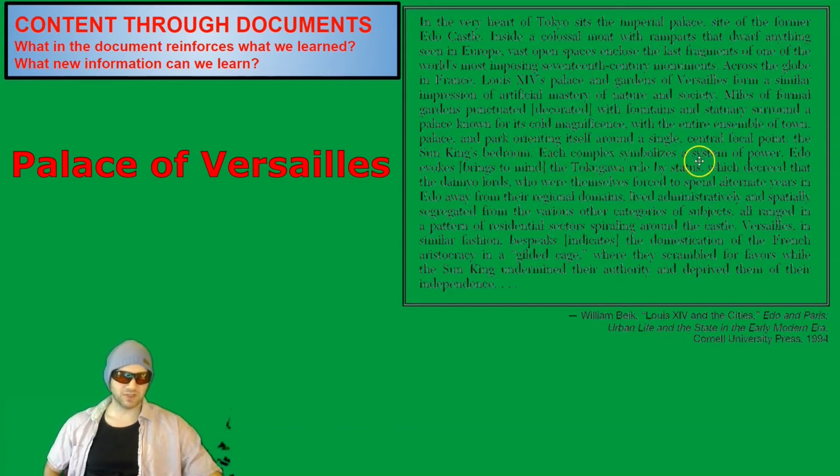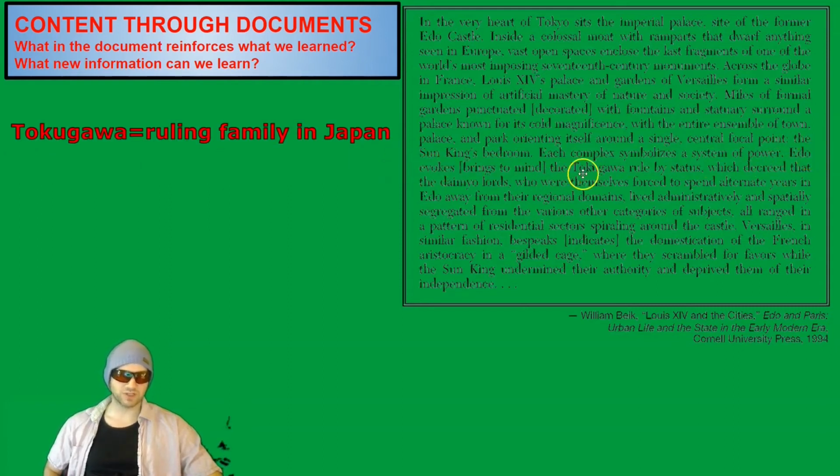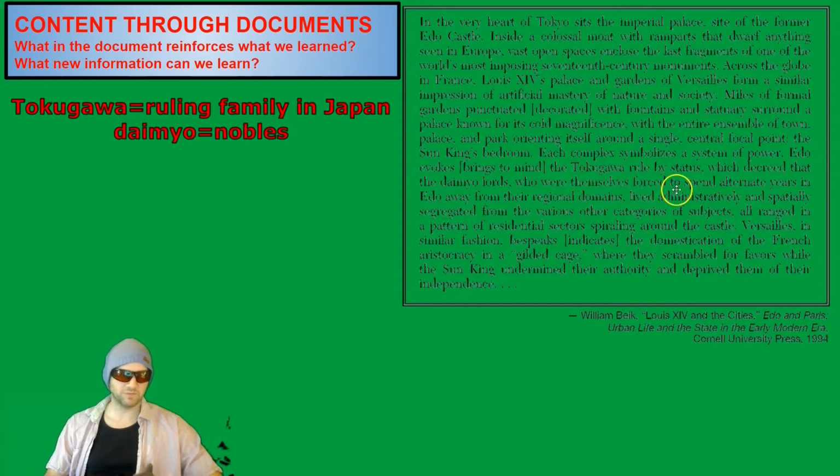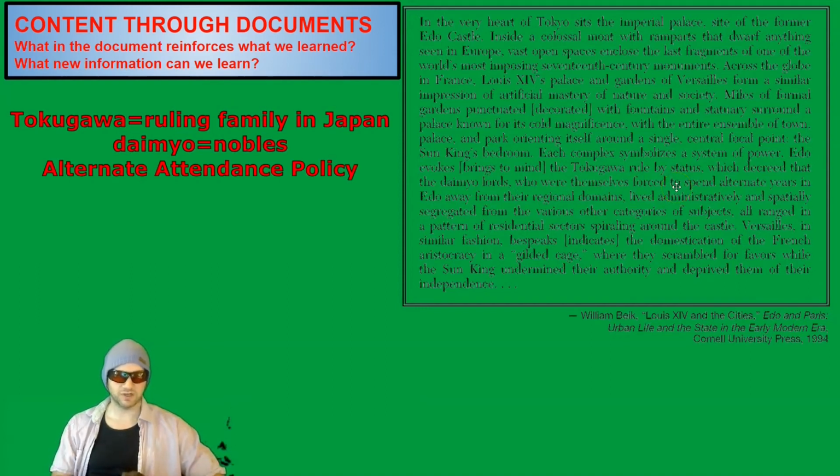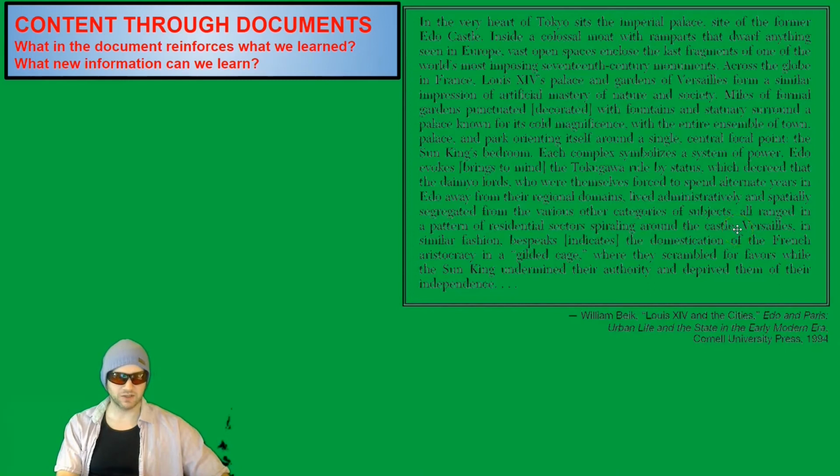Each complex symbolizes a system of power. Okay, now we have a historical claim there. Edo brings to mind the Tokugawa rule by status, which decreed that the daimyo lords, who were themselves forced to spend alternate years in Edo, the alternate attendance policy, away from their regional domains, lived administratively and spatially segregated from the various other categories of subjects, all arranged in a pattern of residential sectors spiraling around the castle. Okay, so the daimyos are living around the castle. They have residences. They are spatially away from their regional domains and away from their own personal subjects. Okay, so they're arranged around the Tokugawa, the shogun.